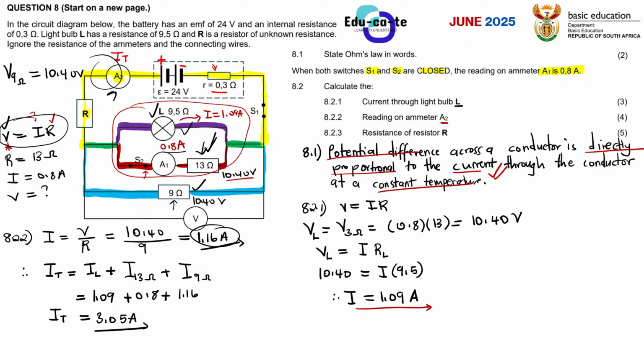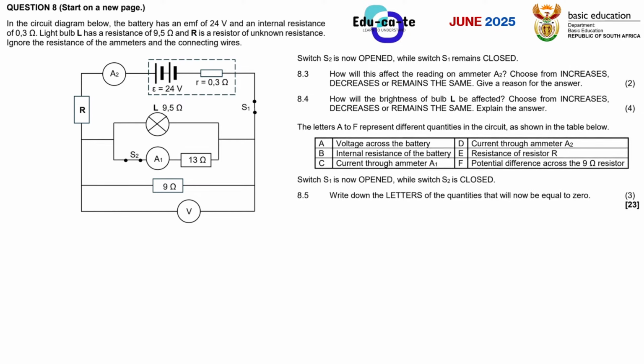Now 8.2.3, they say calculate the resistance of a resistor R. So this is the unknown resistor, which is resistor R. Well, here it seems like you've got pretty much a lot of information. You've got the EMF, you've got the internal resistance, you've got the total current. There's everything that you need to be able to calculate this resistor R. How can we go about calculating the resistor R?